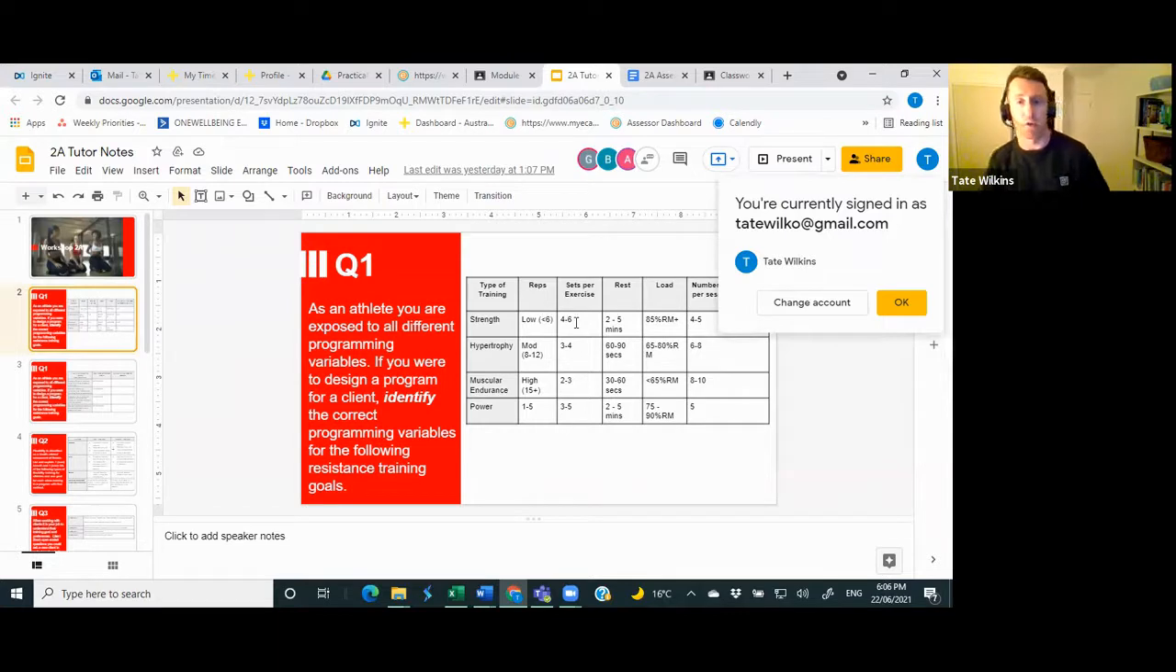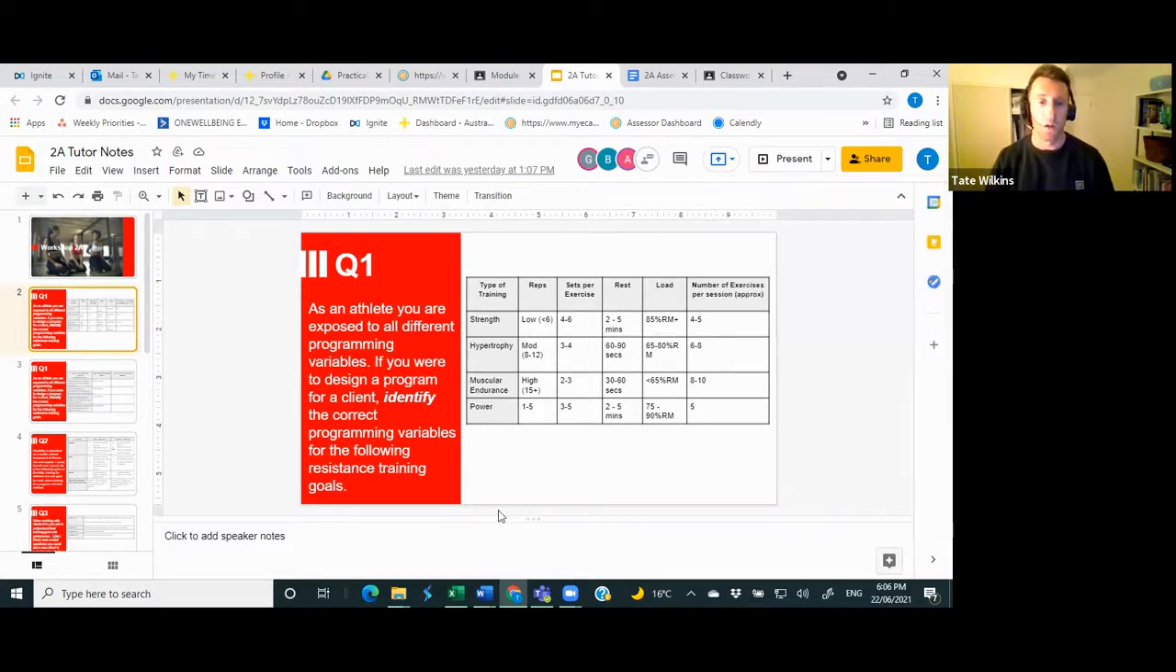The sets we're looking at is going to be roughly 4 to 6 because we're doing fewer reps, so we should be doing more sets to make the total volume a bit higher. The rest period is 2 to 5 minutes. So generally, the higher the intensity, so the more weight we lift, we need to have more rest period. Not just from a muscle point of view, but also our central nervous system needs that time to recover as well.